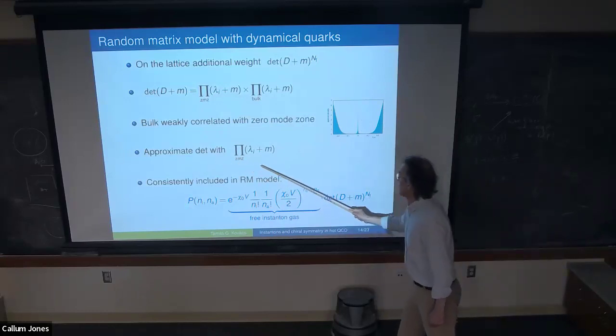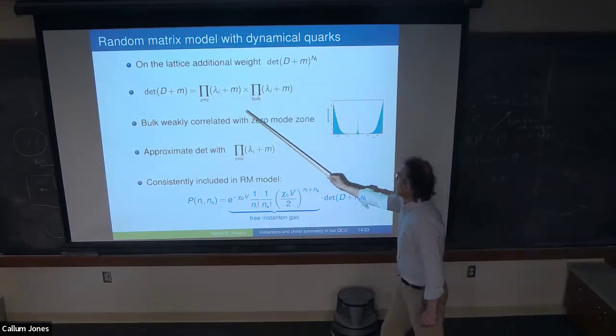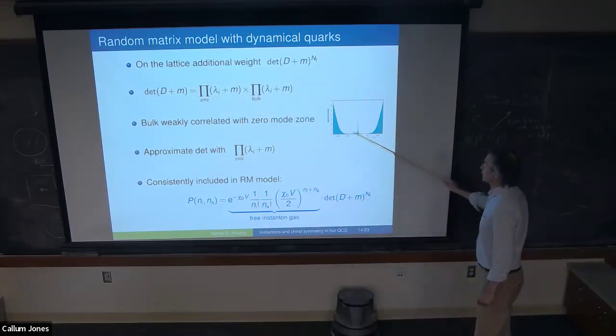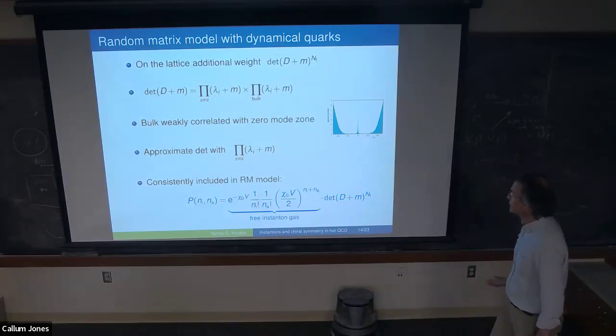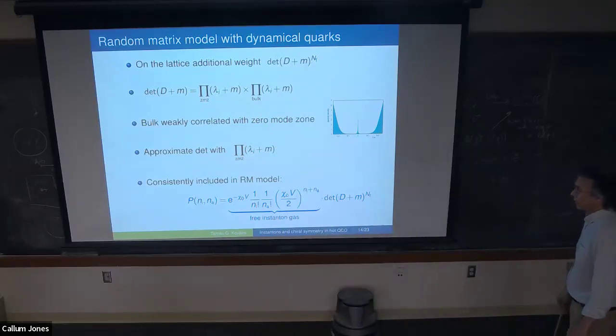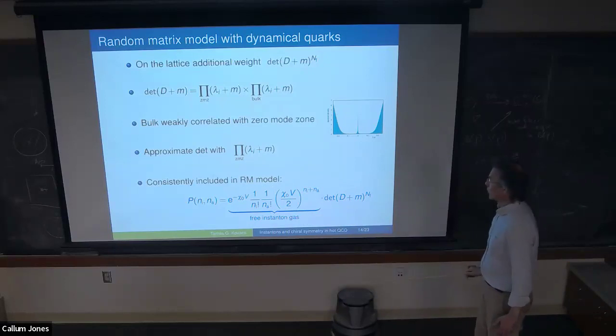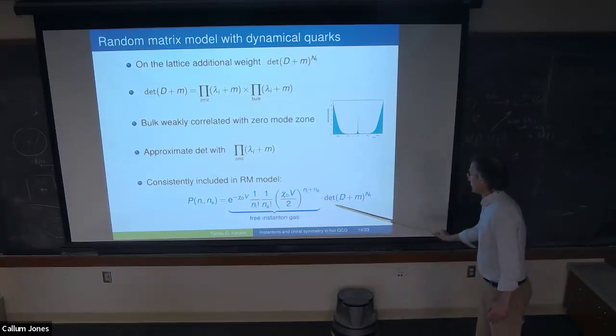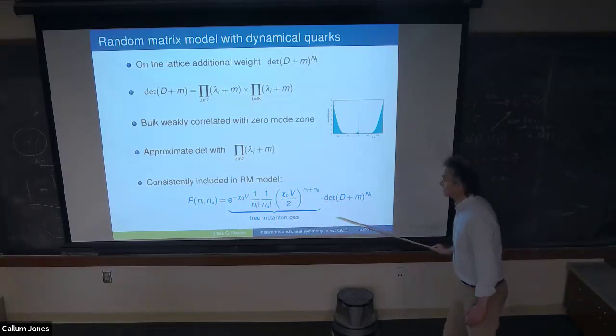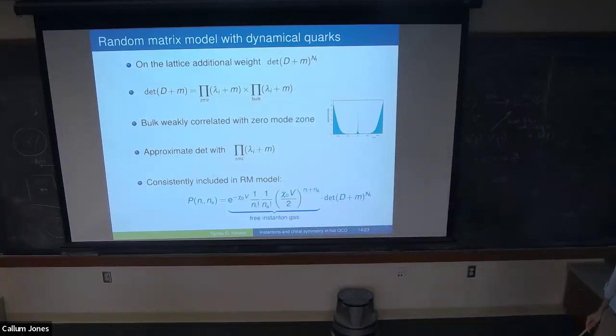So let's approximate the determinant with only this zero mode zone part, the product of the eigenvalues in the spike. And this can be consistently included in this random matrix model, because all you have to do is take the original distribution that I showed you before, this is the quenched one, and reweight it with this factor. And you can easily simulate this. This is a simulation that you can do on a laptop. So it's not a big deal. It's not nearly a lattice simulation or anything. And the reason is that the dimension of the space you are working with is only a few dimensions, the number of zero modes.